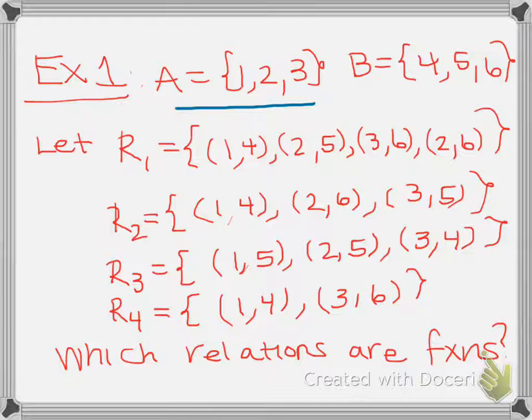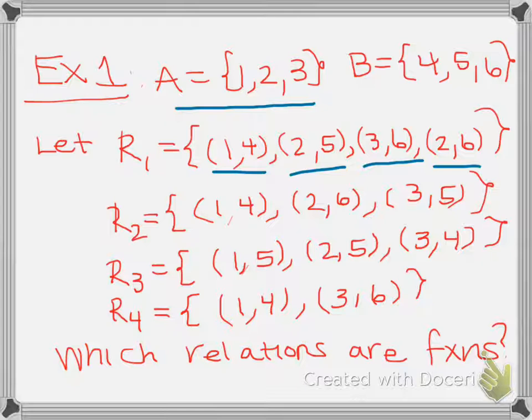All right. So for our R1, 1 goes to 4. We see that, right? 2 goes to 5. So 2 goes somewhere, and 3 goes to 6. However, we also have, I should say, 2 going to 6. So it meets the first condition on the domain. Everything in the domain, in this case 1, 2, and 3, relates to something.